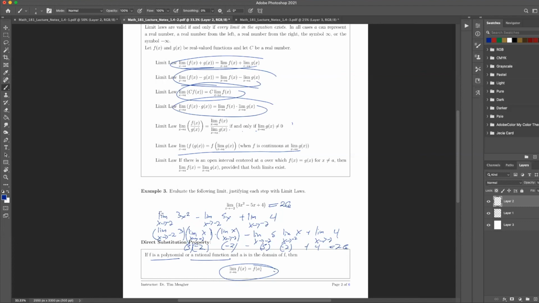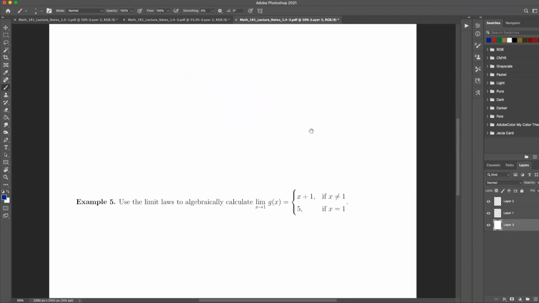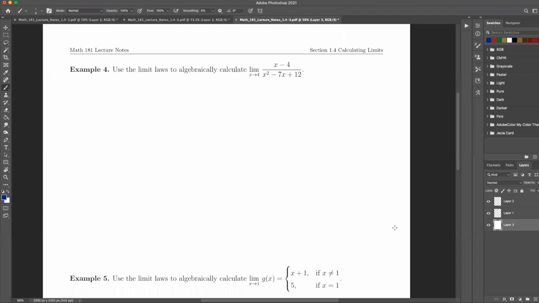We call that direct substitution, right? You just directly substitute in and it works because of these laws. And we had to show this once. The next thing we're going to do is here. Let's talk about these two real quick. All right, so here we're going to use algebra to calculate this limit. Now, is -4 in its domain of this?